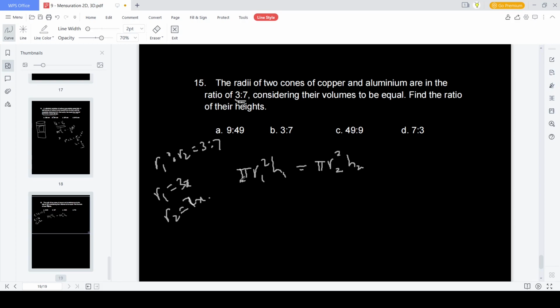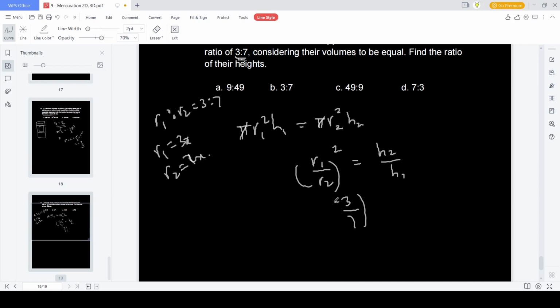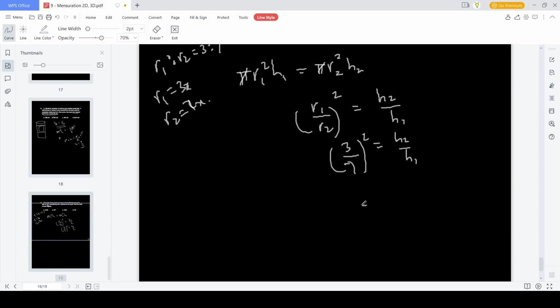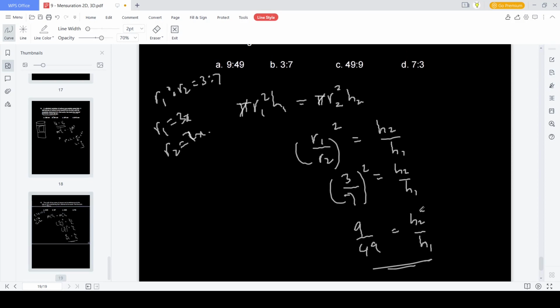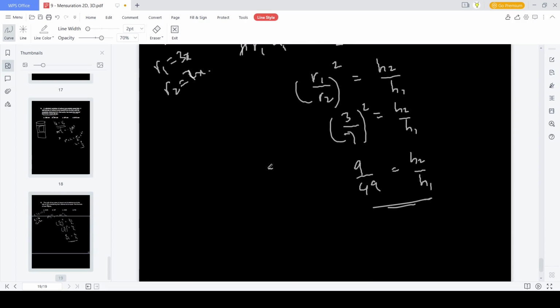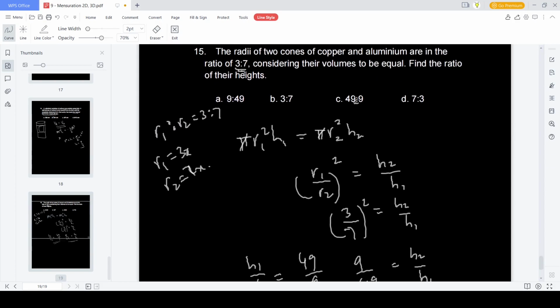Now pi and pi can cancel clearly. So r1 and r2 I'll get this side: r1 by r2 the whole square is equal to h2 by h1. r1 by r2 is how much? 3:7, right? So 3 by 7 the whole square is equal to h2 by h1. 3 by 7 the whole square is nothing but 9 by 49 is equal to h2 by h1. This is the ratio of the heights, but they didn't ask h2 to h1. They asked h1 to h2. So I will just invert it. h1 by h2 is nothing but 49 by 9. This will be the answer.